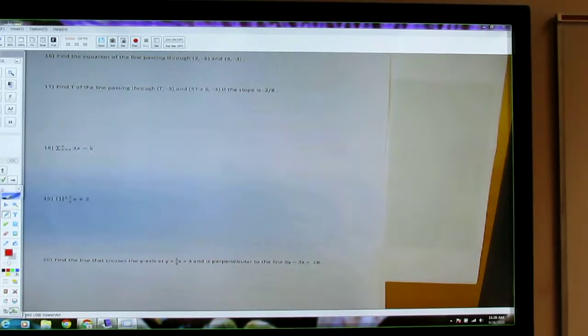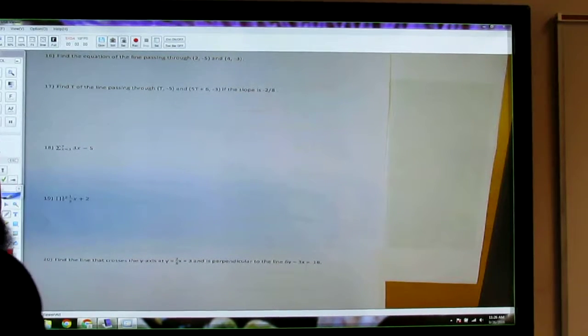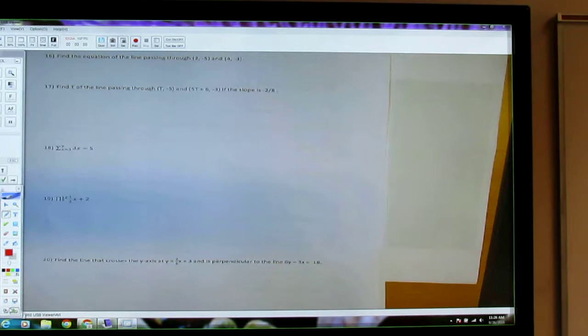Ready? 16 through 20, I'm going to try to do. We on it, guys, right? I know a lot of people are missing these. Alright, find the equation that passes through the line. Oh, goodness. I'm going to do this on a board.